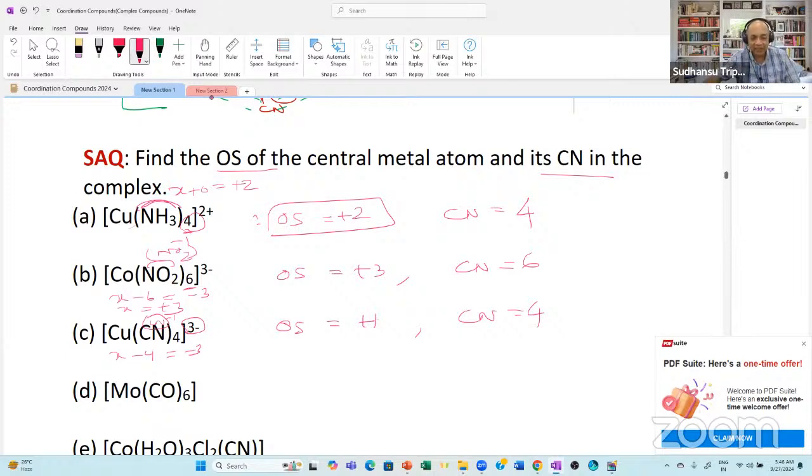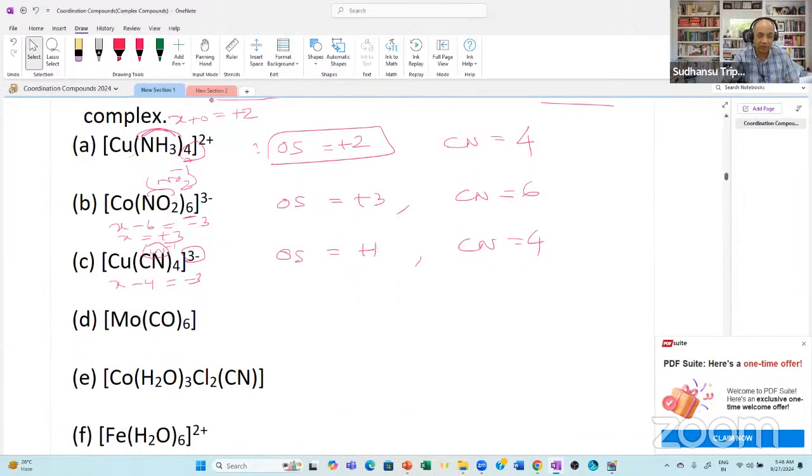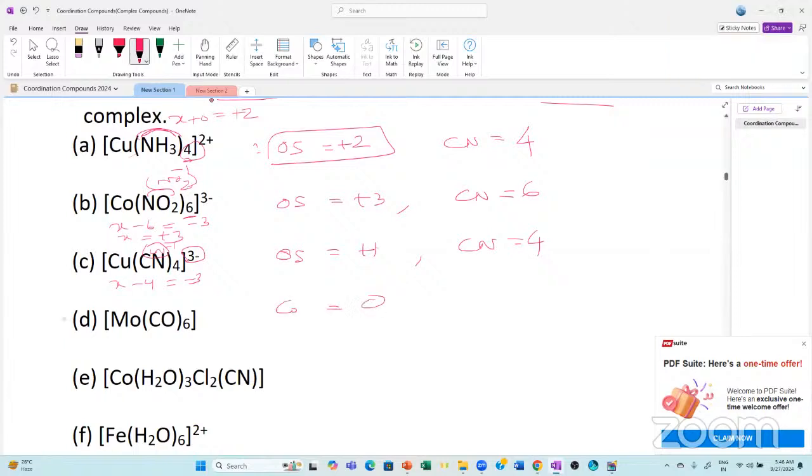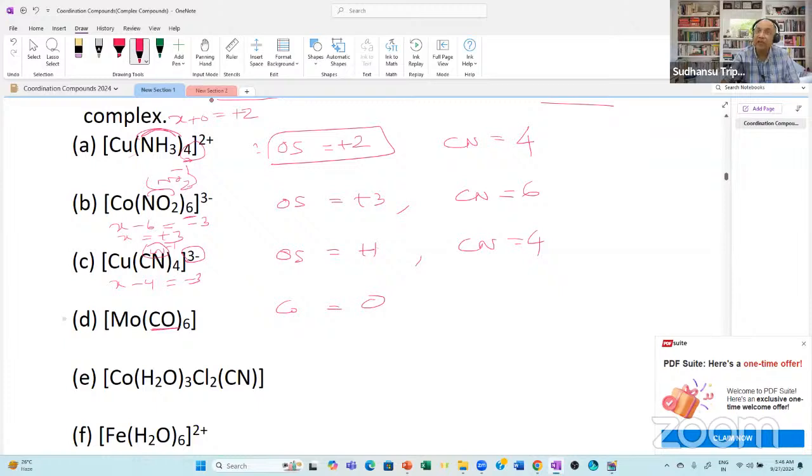And what is the oxidation state of molybdenum here? 0. Because carbon monoxide is a neutral ligand. So if this is 0, this has to be 0. So this complex is a neutral complex, a non-ionic complex. So the oxidation state of molybdenum is 0 and the coordination number as usual is 6.